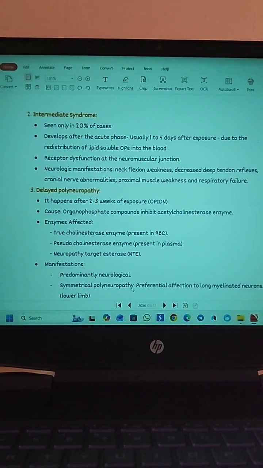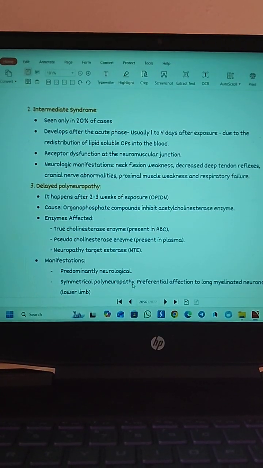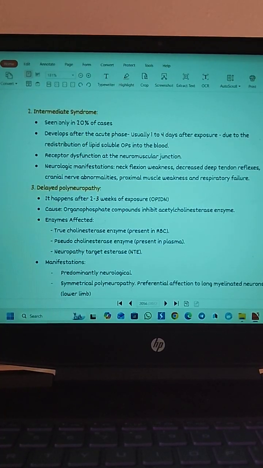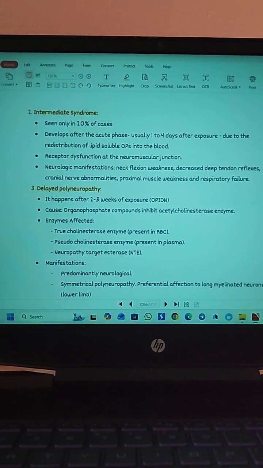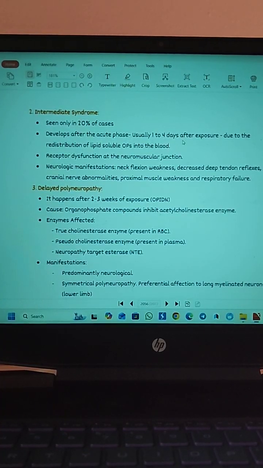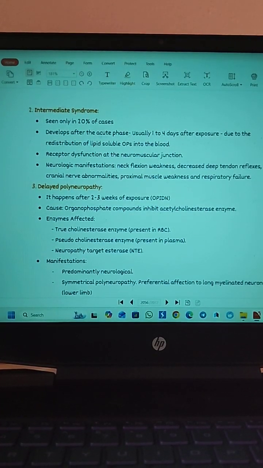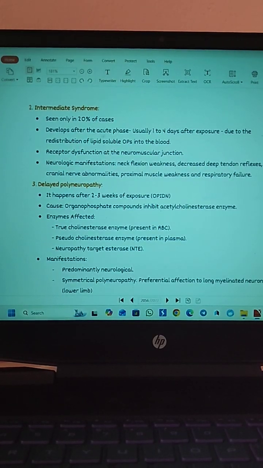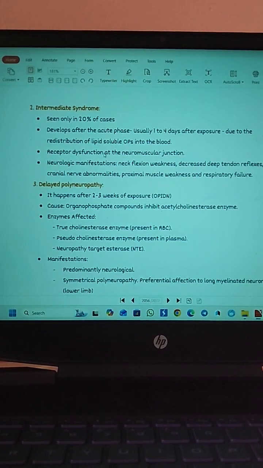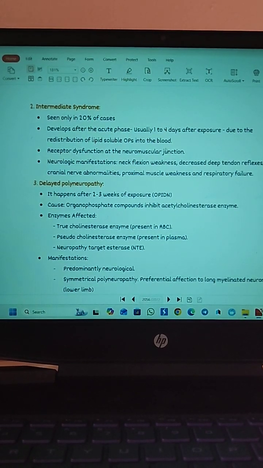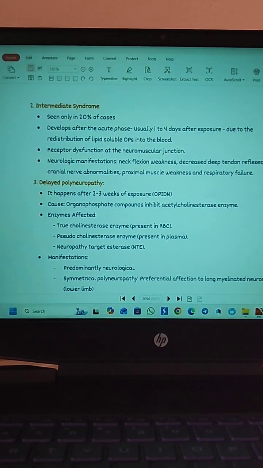Okay, so after the acute phase, what develops? Intermediate syndrome develops, and this is seen only in 20% of cases. It usually develops 1 to 4 days after the exposure, mainly due to the redistribution of lipid soluble organophosphates into the blood. Due to this, the intermediate syndrome develops.